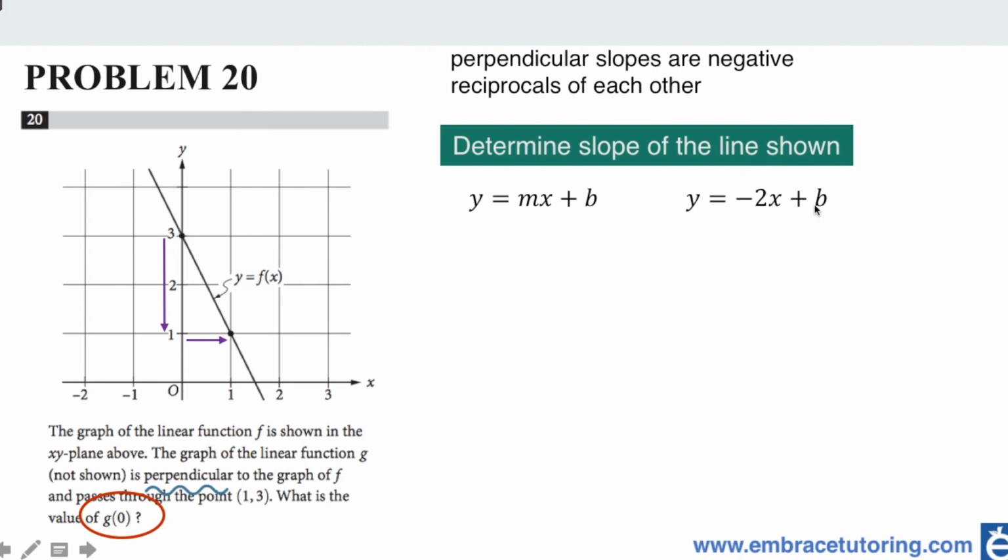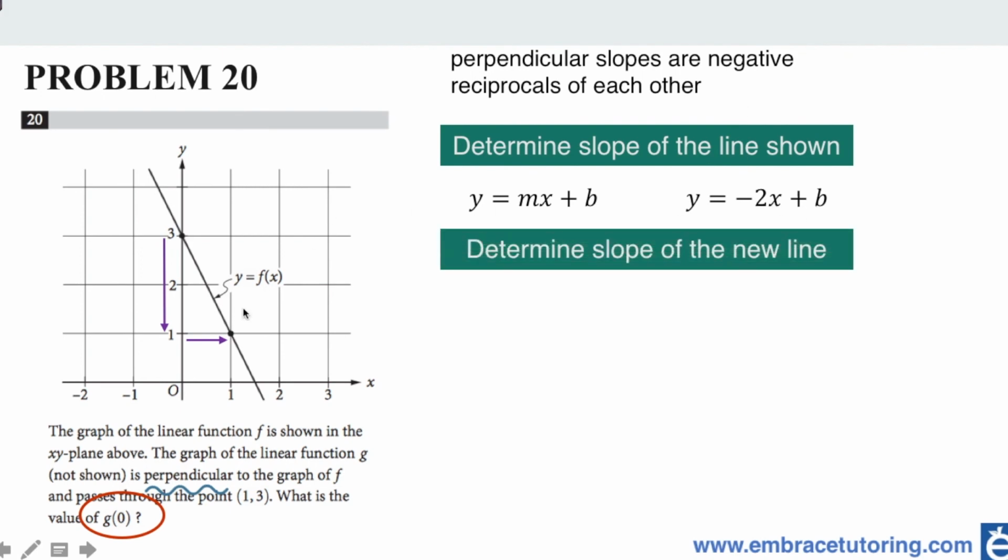So -2x plus b. Now I can determine the slope of the new line using that slope, because the relationship is that they are perpendicular, and perpendicular means that the slopes are negative reciprocals of each other. If -2 is the slope of the line that's shown, then I take the negative reciprocal: the negative of a negative becomes a positive, and the reciprocal just means I put it upside down in fraction form. So the negative reciprocal of -2 is positive 1/2.